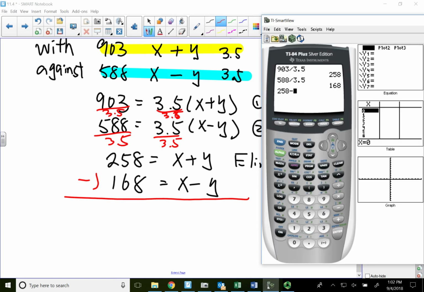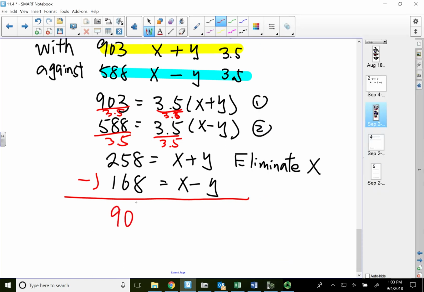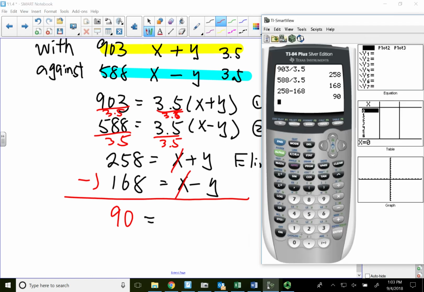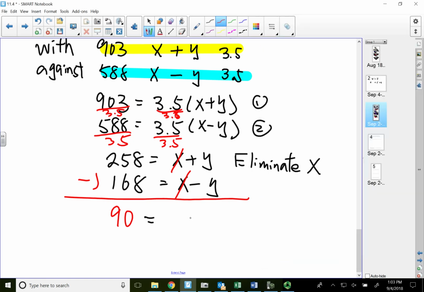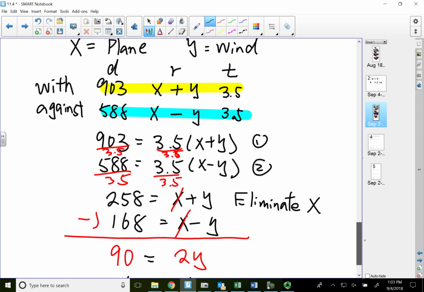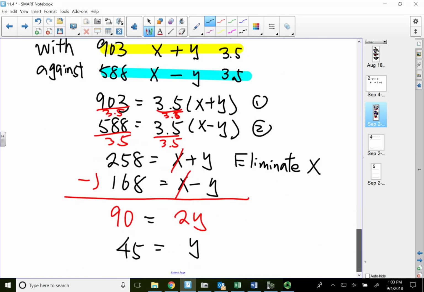So 258 subtract 168 is 90, equals 1 minus 1. The variable x cancels out. 1 subtract negative 1 means 2. So that will be 90 equals 2y. Divide both sides by 2, y equals 45. So that means the speed of the wind is 45.